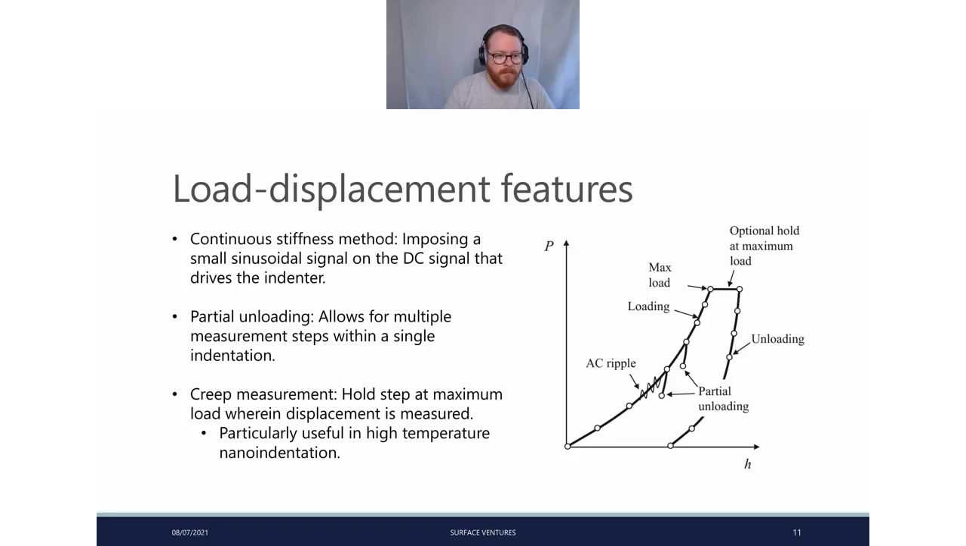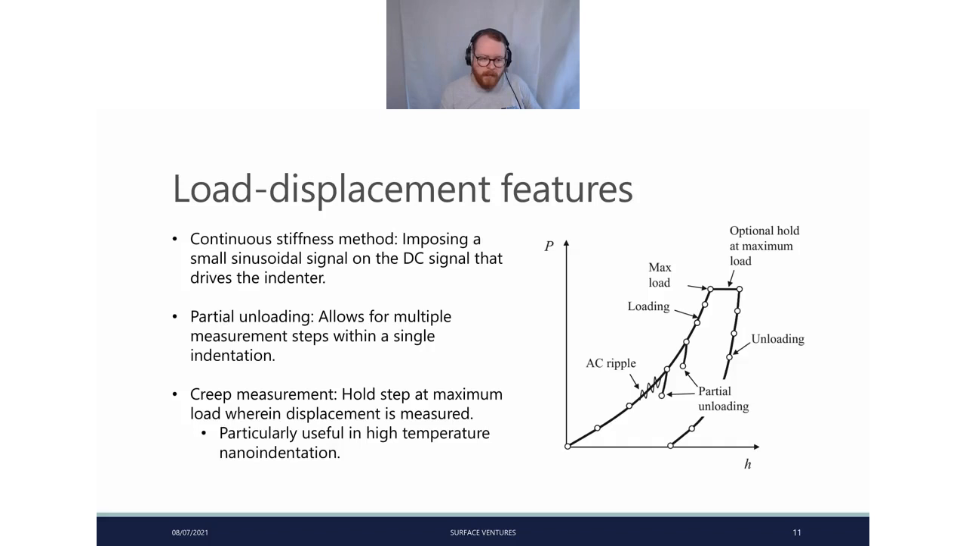So we can have various different load displacement features. One of the things you can have is this little AC ripple throughout the loading curves. This is the continuous stiffness method. So an AC ripple is imposed over the DC signal that drives the indenter in order to continually measure stiffness throughout loading. We can have partial unloading.